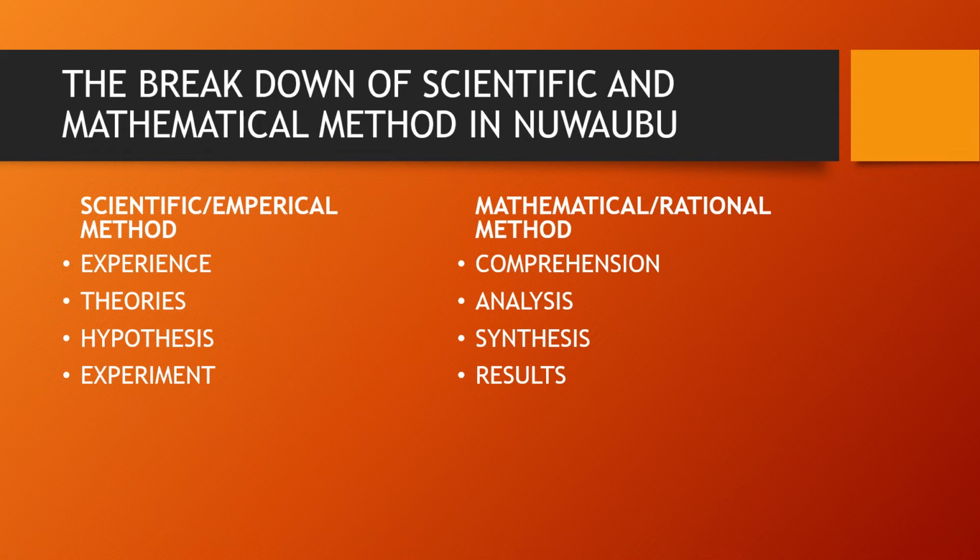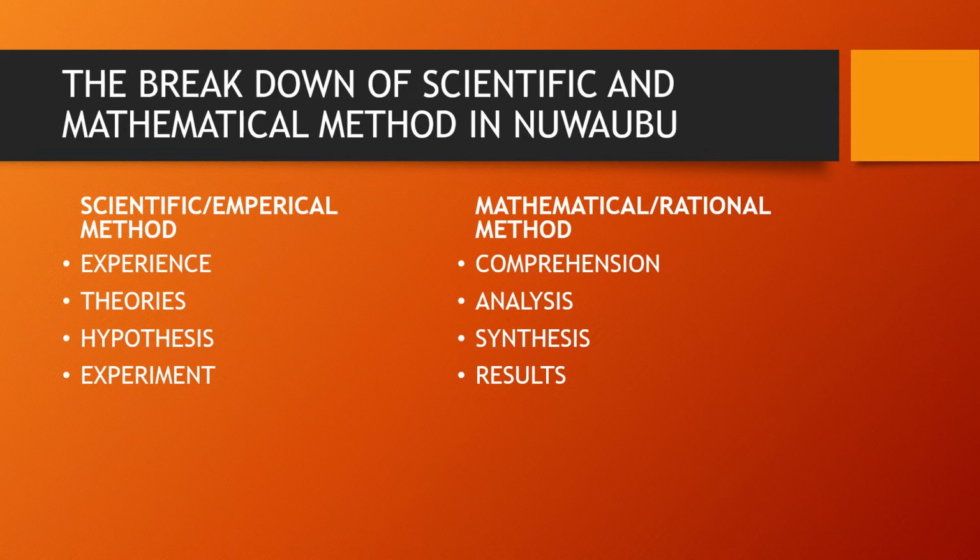The breakdown of scientific and mathematical method in Nuwaubu. On the left side, I have the scientific method, which is also called the empirical method, and on the right side, the mathematical method, which is also called the rational method. The left side is based on your physical senses, and the right side is based on the methods used by your actual mind. However, there's no pure sense perception without mental processing, and there's no pure mental processing without sense perception. So that must be understood. They work hand in hand simultaneously, to a point where you don't know where one starts and where one ends.